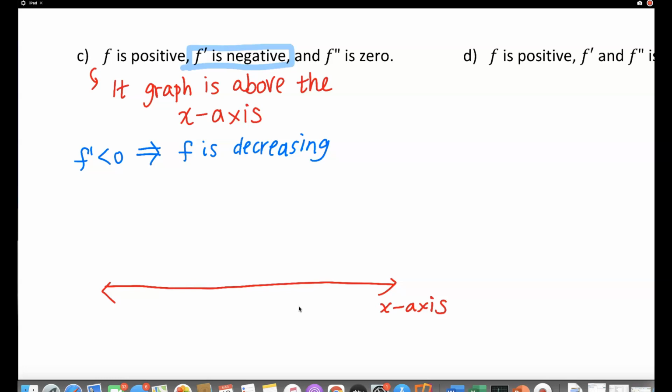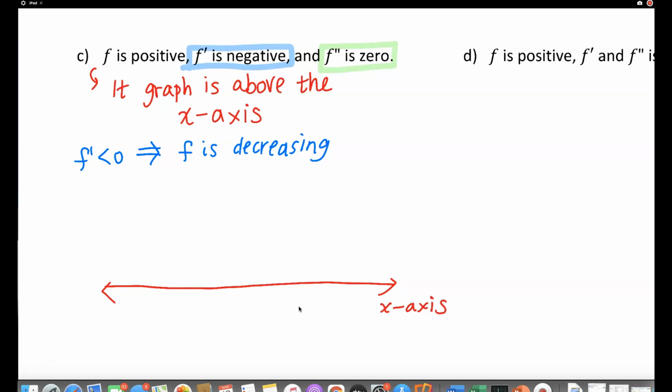But here's one more thing. I have to pay attention to the last piece of the clue, which says f double prime is 0. Oh my goodness, what does that mean? So it is not the rate of change. How fast this function is decreasing is not changing. That's what they are saying. Or in other words, the rate of change is constant.